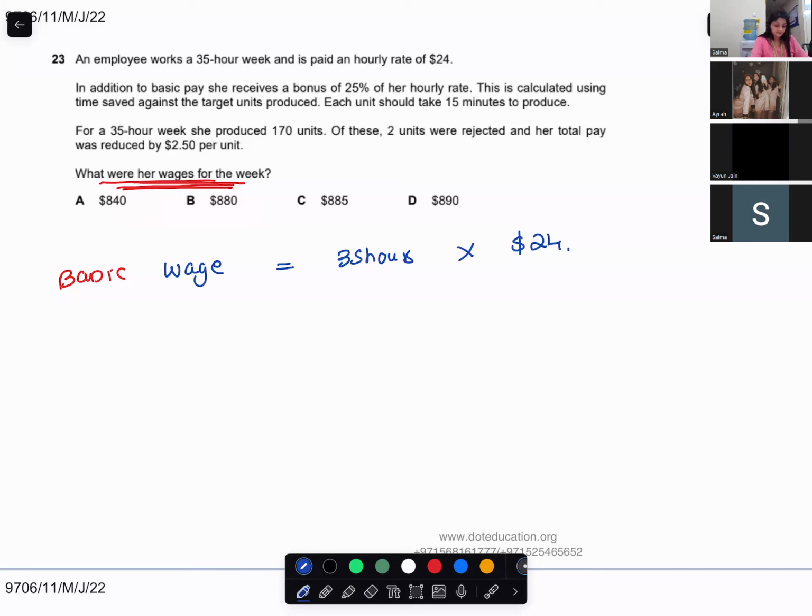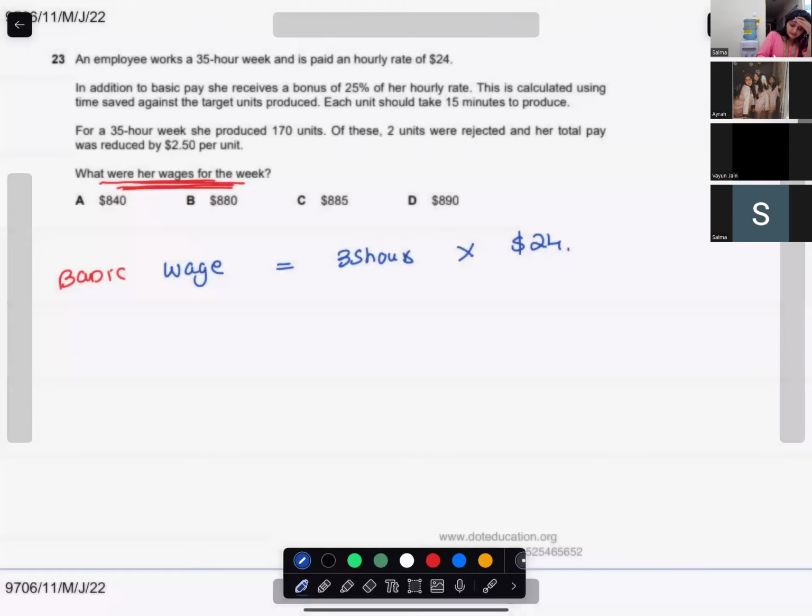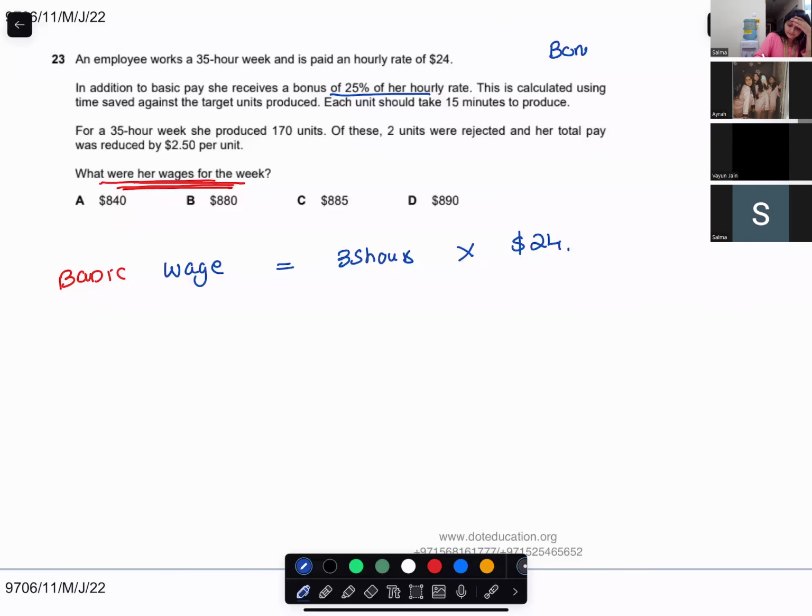So in addition to basic pay, she receives a bonus of 25% of her hourly rate. So can you give me the bonus rate? It'll be 25% of $24. Yeah, 24 into 25%, so the bonus rate is $6, or I could say 24 plus 6, it would be $30. If you're giving bonus, you will give $30. If you're giving basic, you are going to give $24. Okay, read ahead.